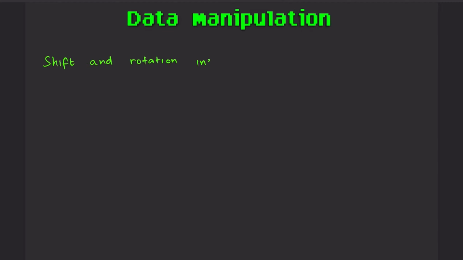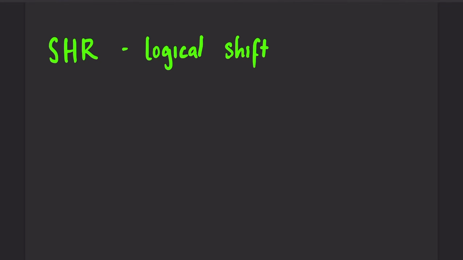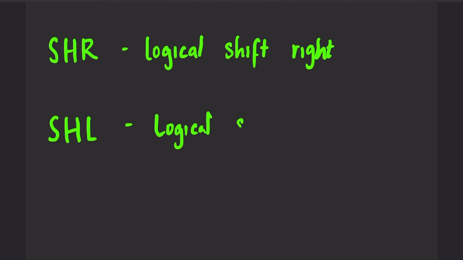Lastly, there are shift and rotation instructions. These include commands such as SHR, logical shift right, and SHL, logical shift left. The purpose of each shift instruction is to shift an operand bit by bit to the right or left.